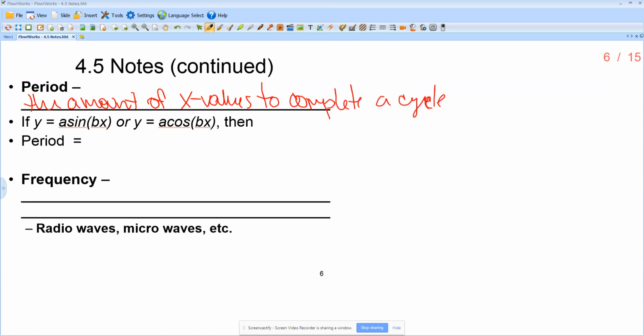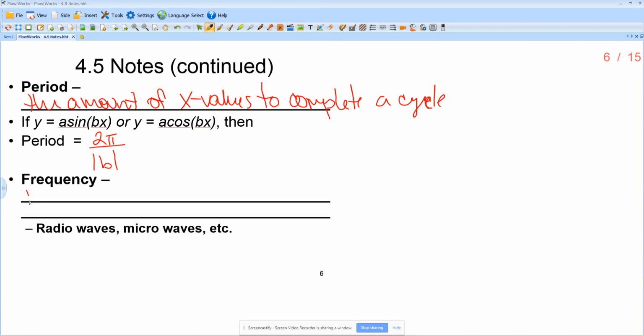So essentially, it's how many x values are going to occur before this function is going to start repeating. If y equals a sine of bx, or y equals a cosine of bx, then the period can be given by 2 pi, since that's the basic period for sine and cosine, over the absolute value of b. So if there's some coefficient of x, that is going to affect the period.